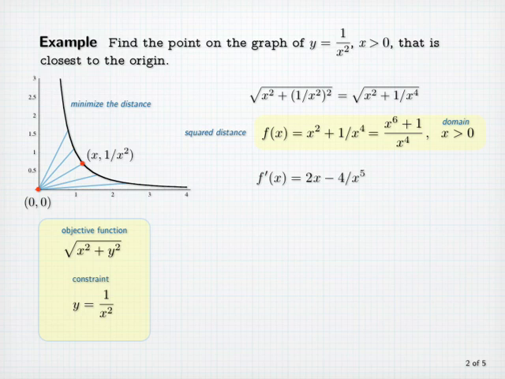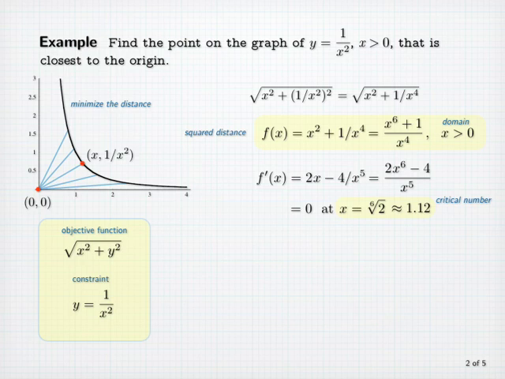f prime of x equals 2x minus 4 times x to the minus 5 power, which we can also write as 2x to the 6th minus 4 over x to the 5th. So f prime of x is equal to 0 at x equal to the 6th root of 2, which is approximately 1.12. So we have a single critical number in the domain of the function.